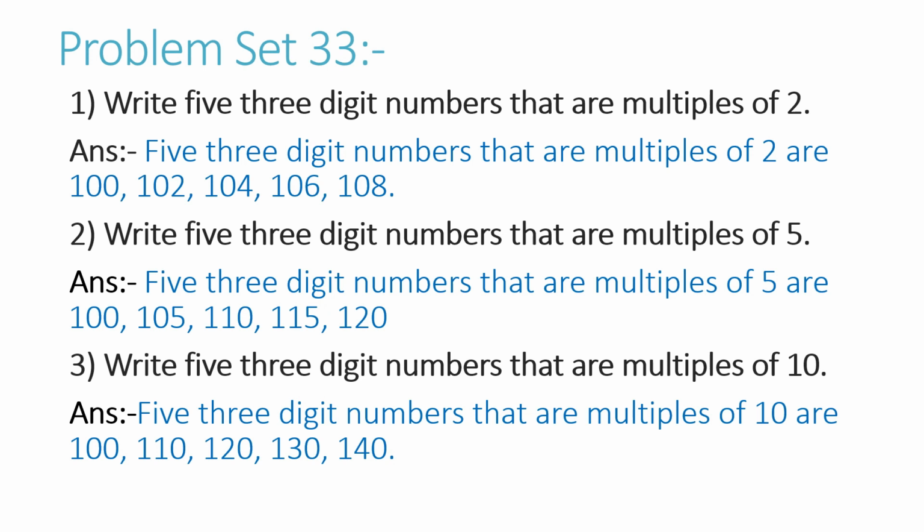Next sum, write 5 3-digit numbers that are multiples of 10. So according to the test of divisibility by 5, they should have 0 in the units place. So here see 100, 110, 120, 130 and 140. The last digit is 0. So all these numbers are multiples of 10.